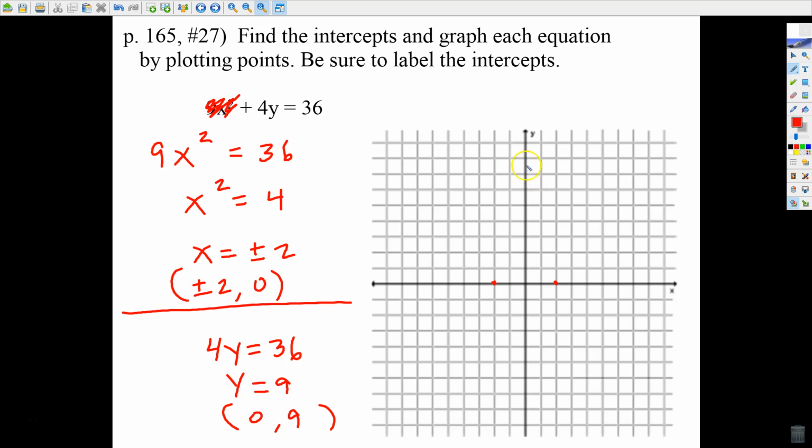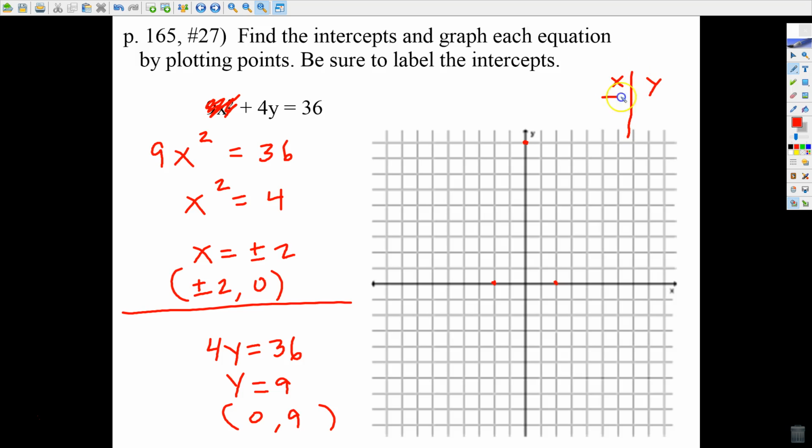2, 4, 6, 8, 9. Okay, it looks like we got another parabola. If our vertex is going to be way up here, and we're crossing these 2 points, then this is obviously going to be an upside down parabola. So let's get a couple more points to draw through, just to make it a little more precise. So we'll do a table of values.